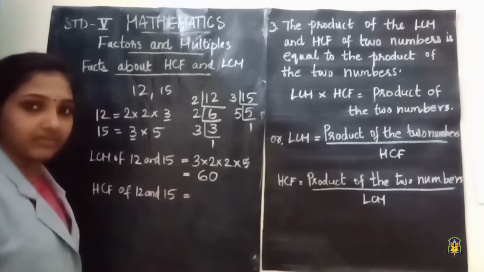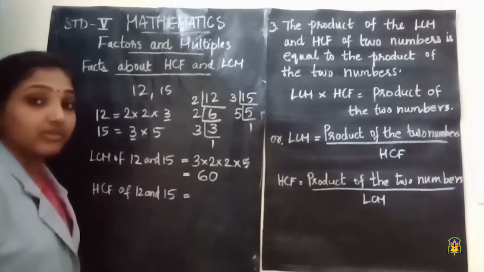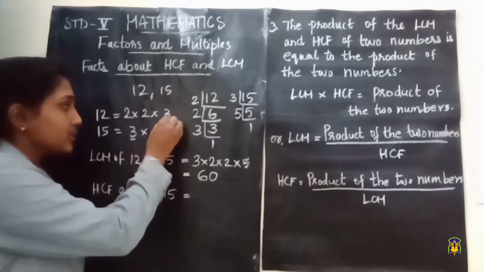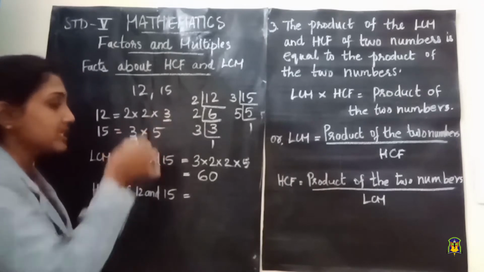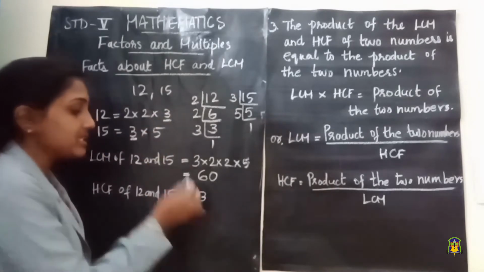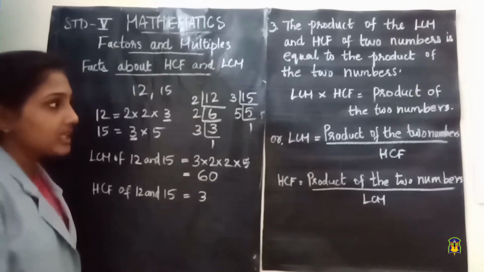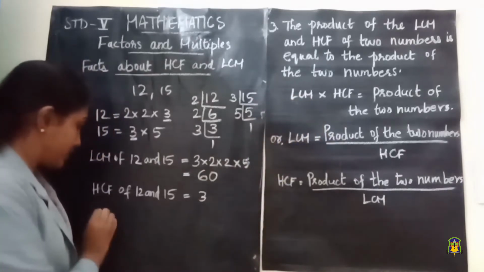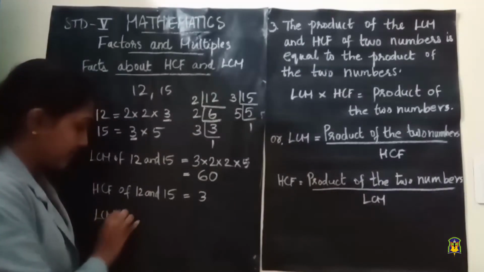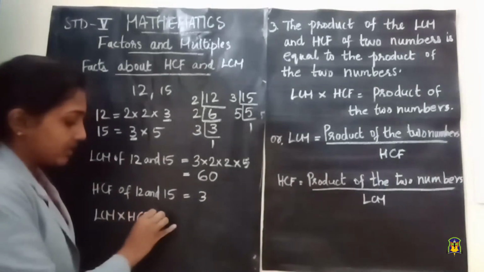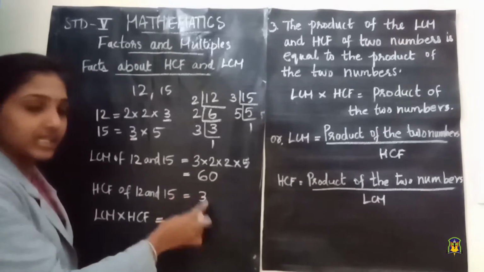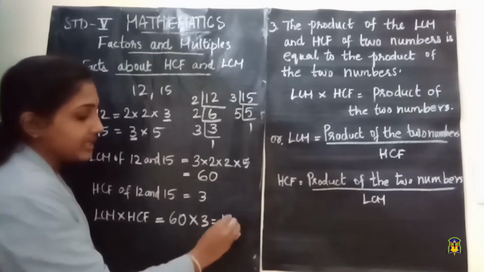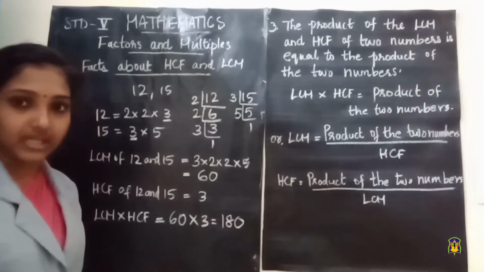Then HCF of 12 and 15. To find the HCF, we will write only the common prime numbers, right? So here the only common prime number is 3. So the HCF is 3. Okay. So next let's find out the product of LCM and HCF. LCM into HCF is equal to 60 into 3, right? 60 into 3 is equal to 180.